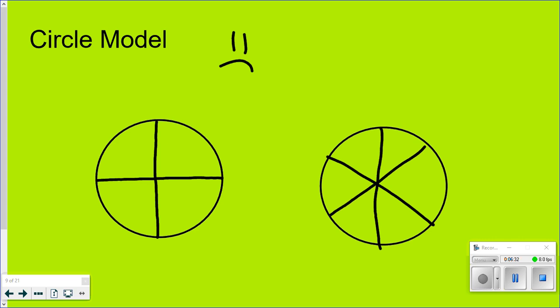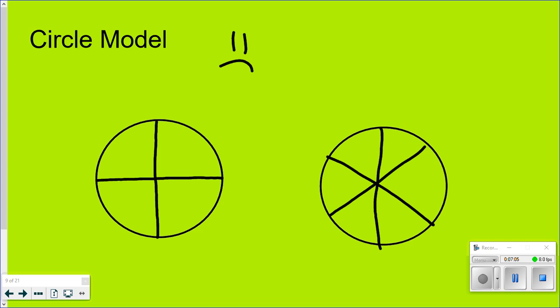Now my pieces look equalish. Yeah, circle models are not my favorite because it's very hard to make these pieces equal unless you're doing a half or a fourth. Sure, definitely. I want you to color in 2 pieces on your fourth model.